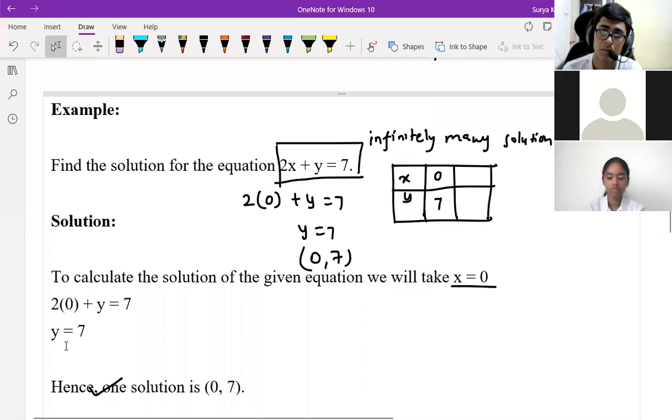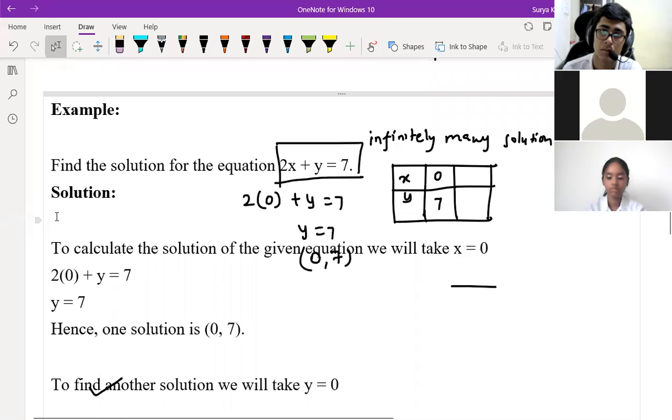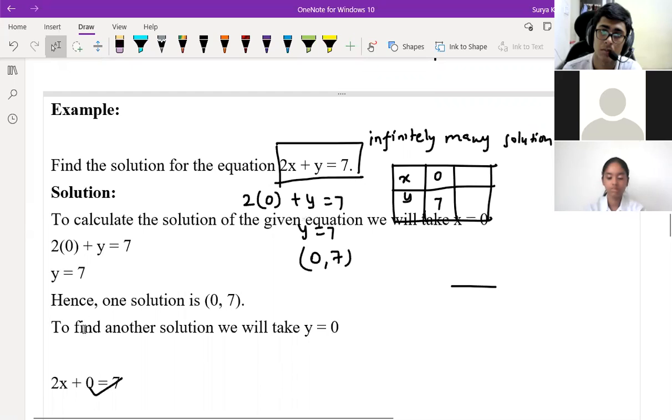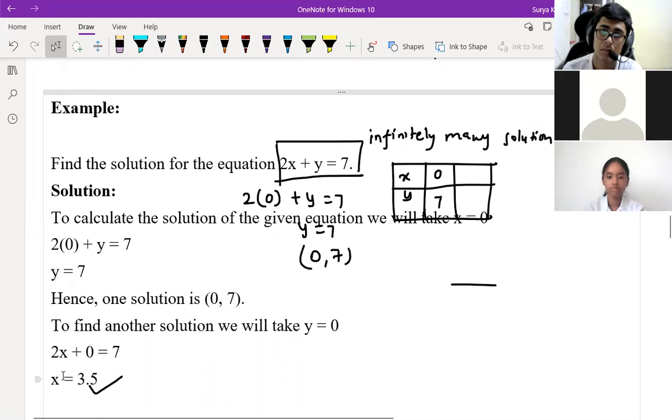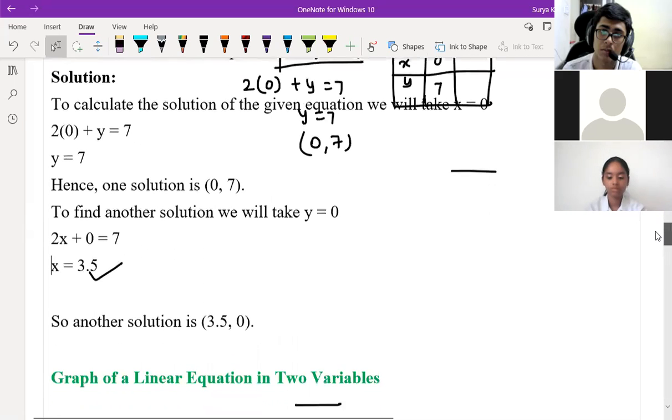Sir, how do you represent decimal numbers on the graph? 3.5, you take between 3 and 4. Sir, we can represent it anywhere between? Not anywhere between that. You can count, no. There are 10 partitions between 3 and 4. So the fifth partition you'll get. The fifth partition is 3.5.